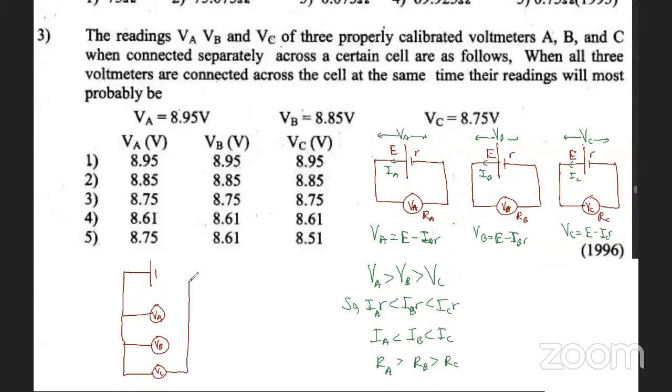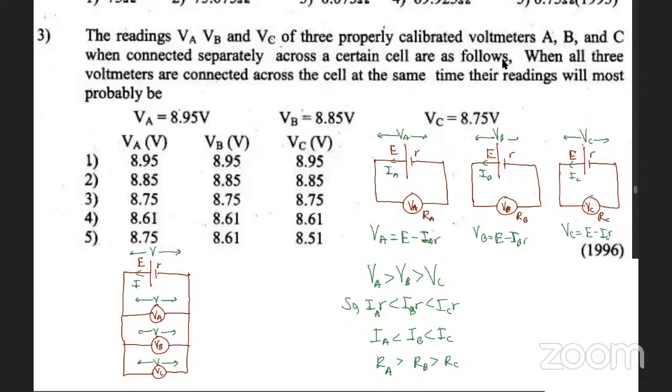What will happen when you put all the voltmeters in parallel? This is E, this is R. There's going to be a current coming out of the battery. Let's say the current is I and the voltmeter reading is V. All of them will have V across them because they are connected in parallel. That's why, look at all the answers: in all the answers, the values are equal. You will never be able to calculate these values, but you will be able to guess the values. How is that?